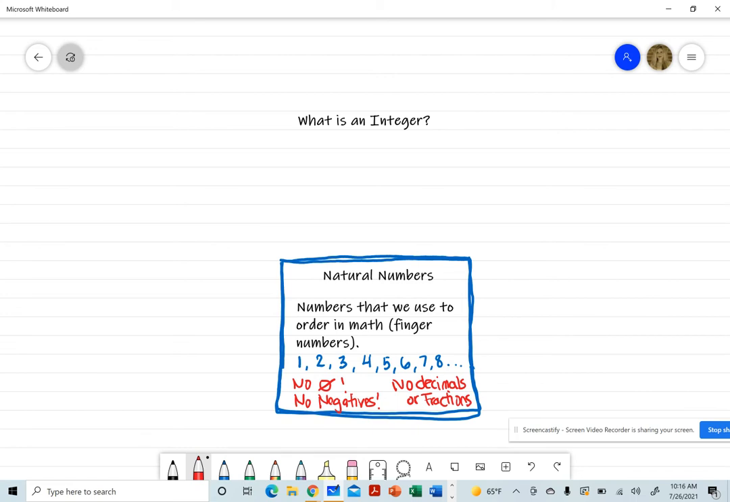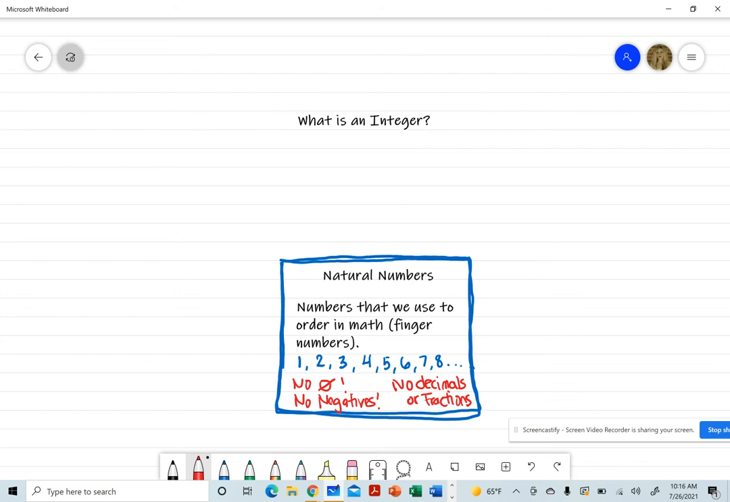So those are natural numbers. They're numbers that we can use in math in order to order in math. So like first place, second place, third place. We don't say 0 place. We don't say -1 place, right? It starts at 1 and it goes up.